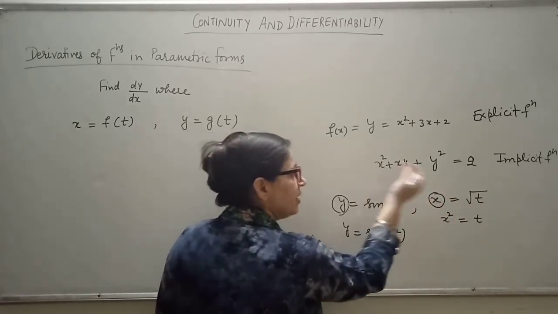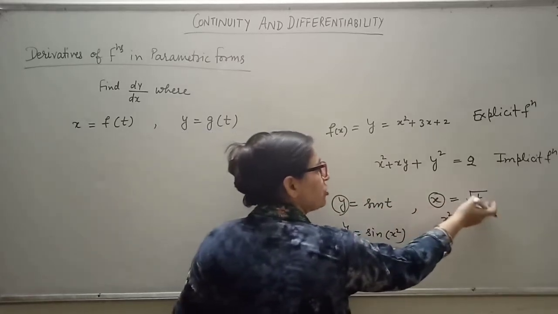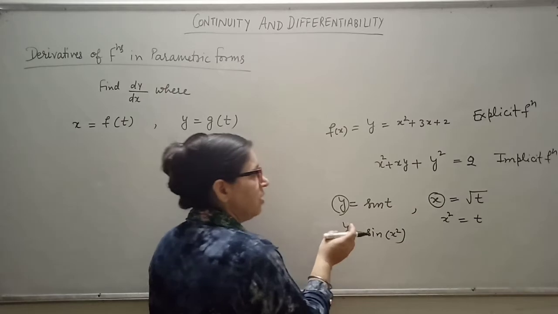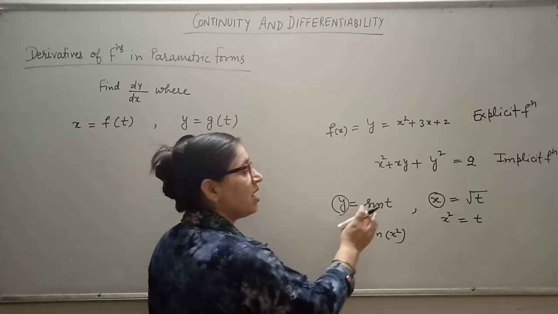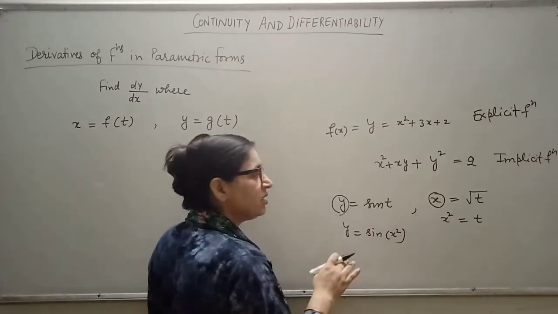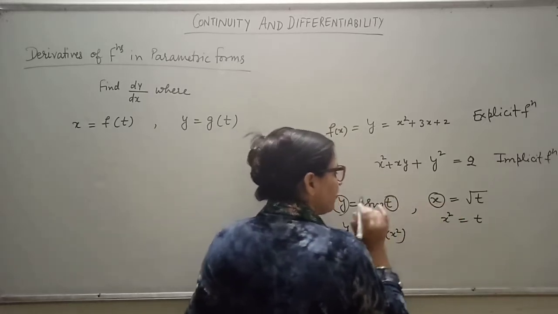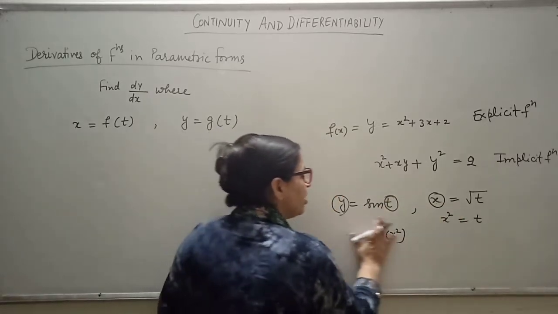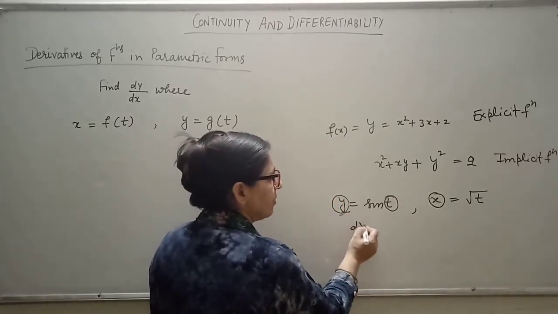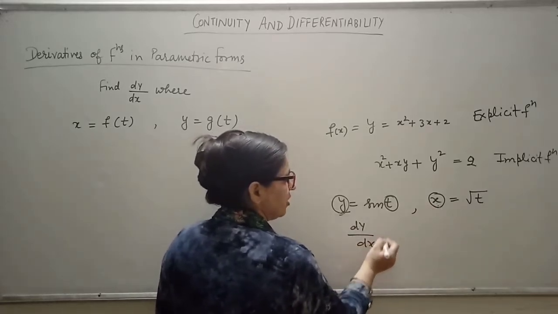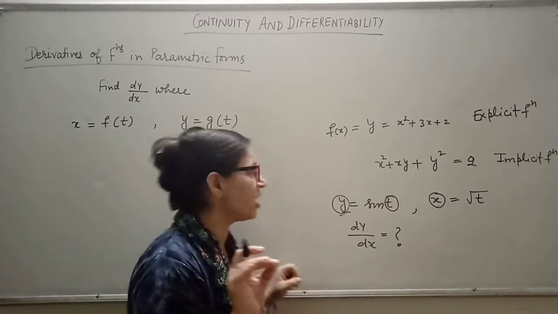Y is related with t and x is also related with t. By solving we can find the relation of these two variables which are related with the third variable, and that third variable is known as the parameter. This t variable is the parameter. If such types of questions are here, and we want to differentiate one variable with respect to the second variable, how can we find it? We will learn to do such questions here.